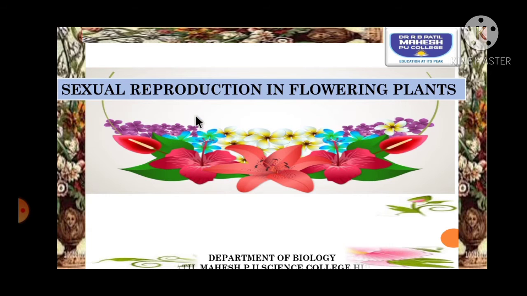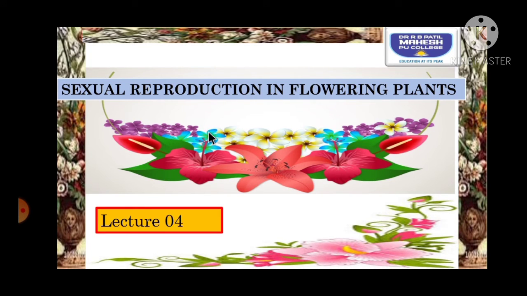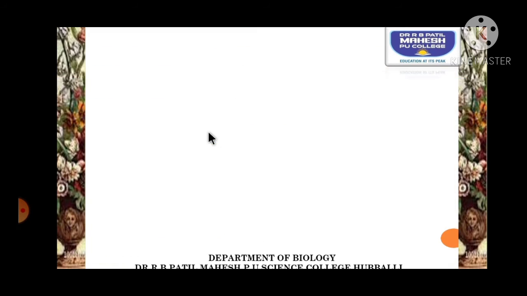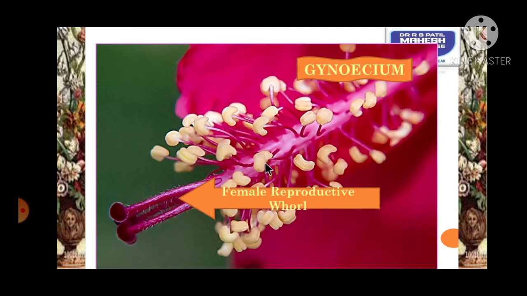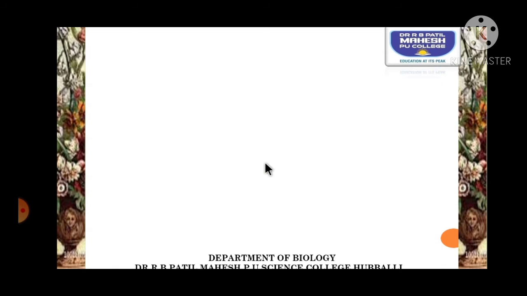Students, today in this video, that is lecture 4, we are going to discuss a female reproductive structure called gynoecium. So here is a beautiful image of the hibiscus flower which is showing gynoecium. Gynoecium is a female reproductive whorl of the flower. The individual units of the gynoecium which are here are called carpels. So let us try to see the structure of one carpel.